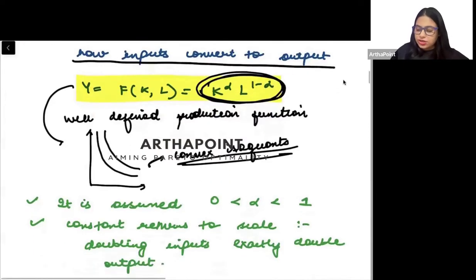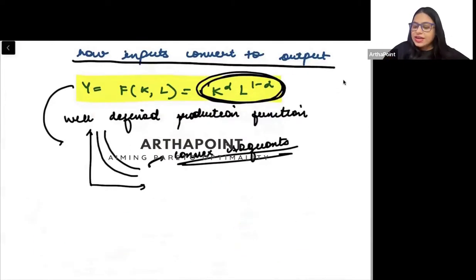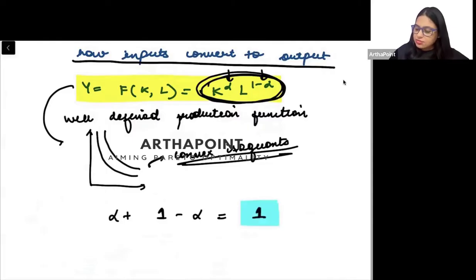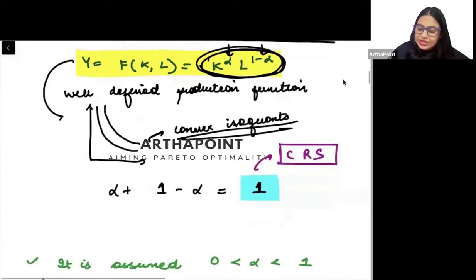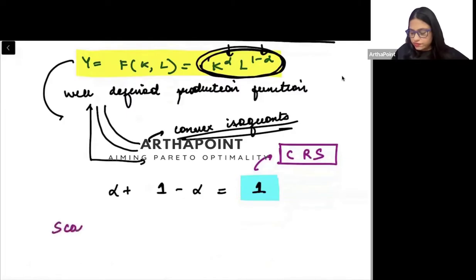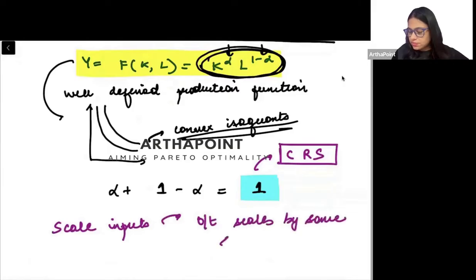Another thing which is important in this production function is that if you notice, the sum of the powers alpha plus 1 minus alpha is coming out to be 1. And when the sum of powers is 1, basically we know that it is nothing but a constant returns to scale production function. What is a constant returns to scale production function telling us? It tells us, क्या बताता है हमें, that when you scale your inputs, your output scales by the same amount.